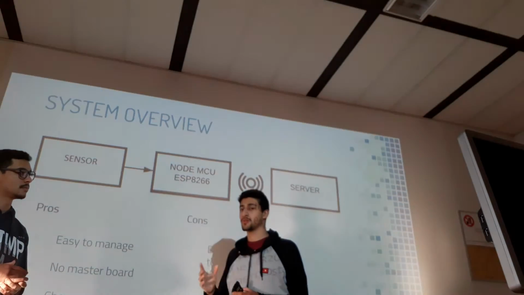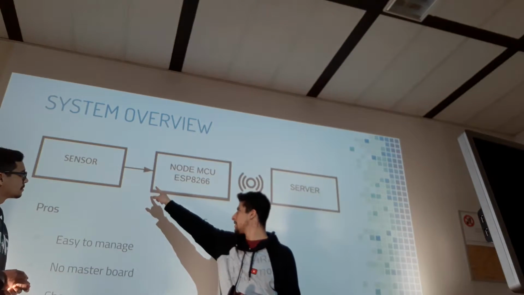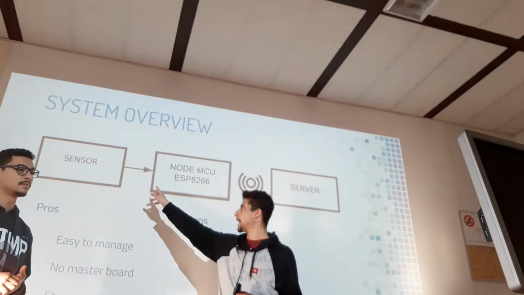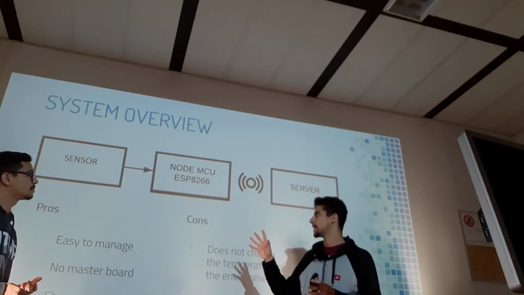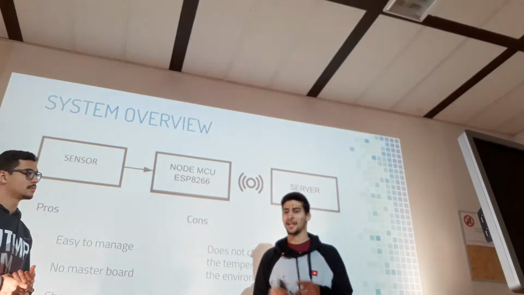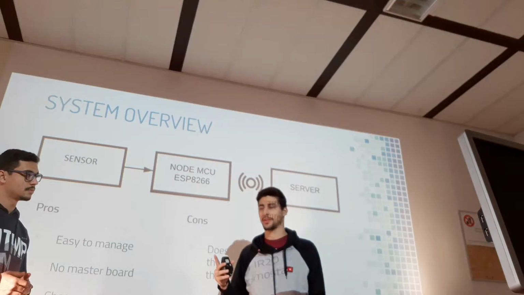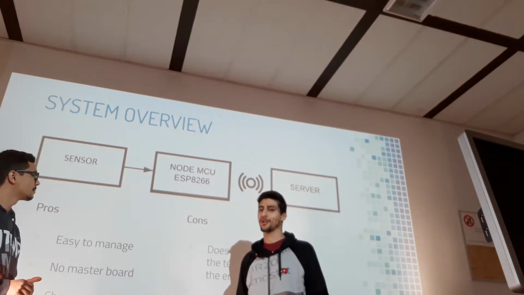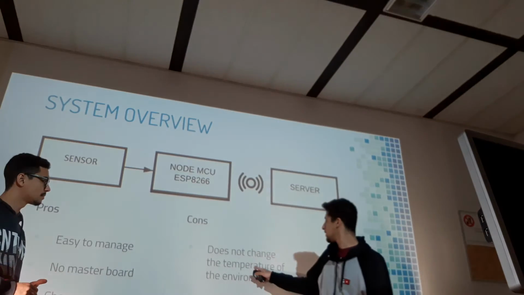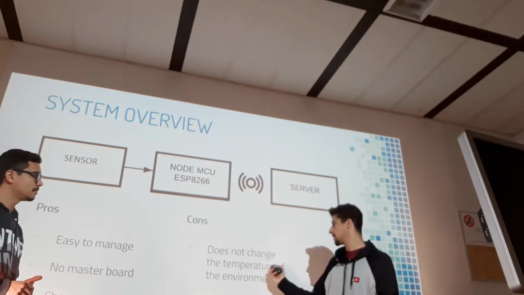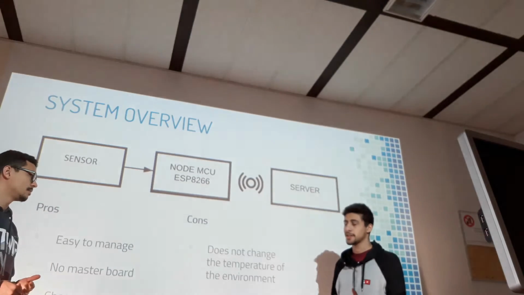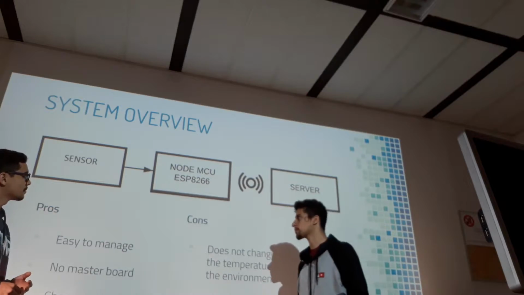But here, it's really necessary to take a quick look at this arrow. This arrow is unidirectional. That means that the NodeMCU cannot send any message back to the sensor. So, in other words, the sensor in this case does not change the temperature of the environment. It does not have this feature.